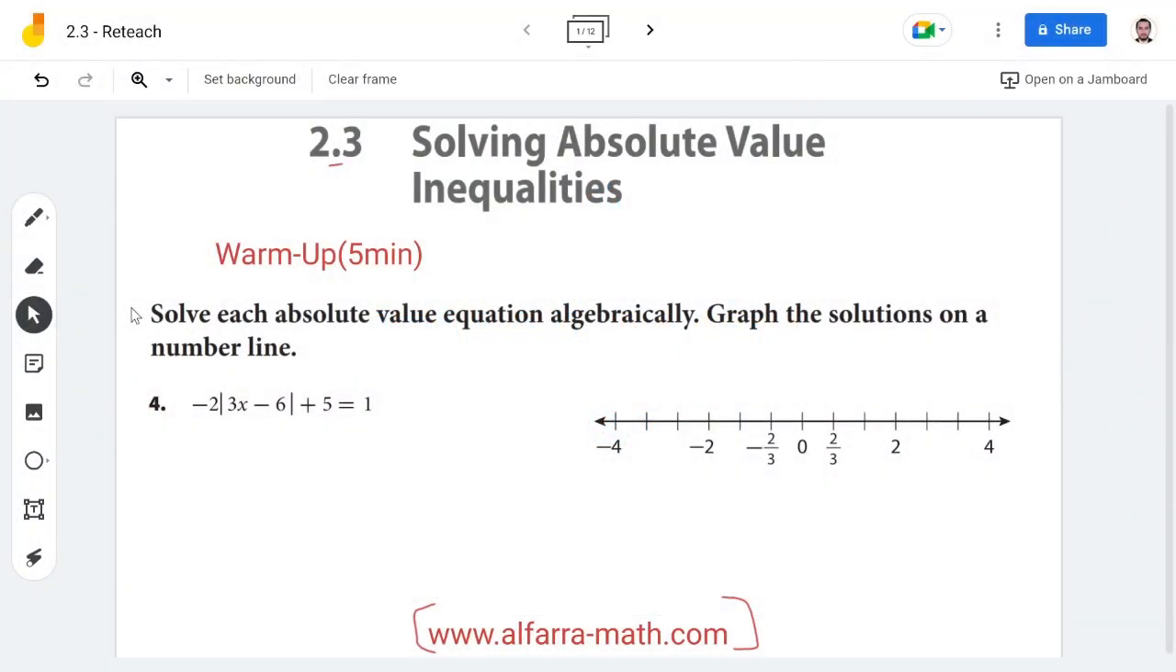Today we're going to complete Unit 2 with the last lesson, 2.3, talking about solving absolute value inequalities. You can find the lesson using my website.